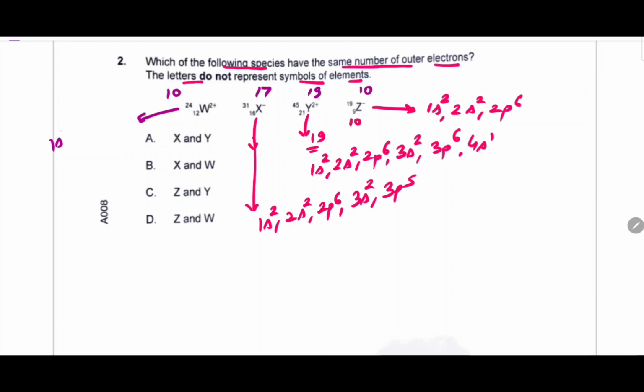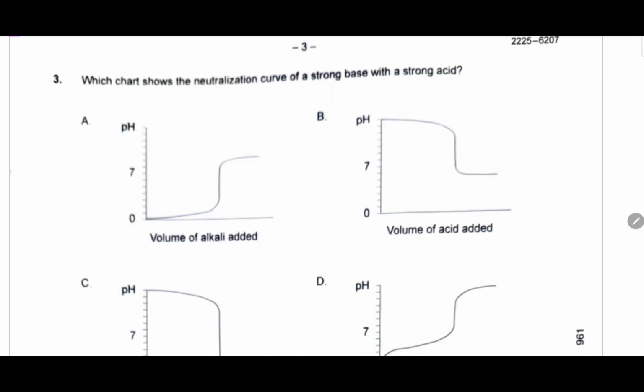So that should also have 1s2, 2s2 and 2p6 configuration. Thus it will have 8 electrons in the outermost shell, this will have 7 electrons in the outermost shell, this will have 1 electron in the outermost shell, and this again has 8 electrons in the outermost shell. So my answer will be Z minus and W2+. Z and W, that should be the answer. Answer is D.